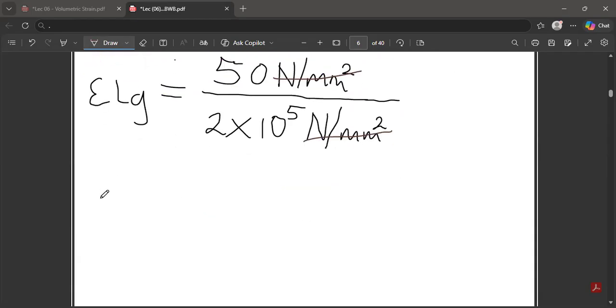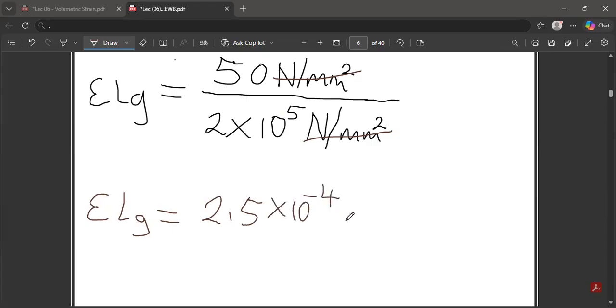So finally, what conclusion can we draw? We can say that our longitudinal strain is equal to, let's quickly punch this into the calculator and see the answer. After punching, you realize that you're going to get 2.5 times 10 exponent negative 4. This is going to be the answer for our longitudinal strain.